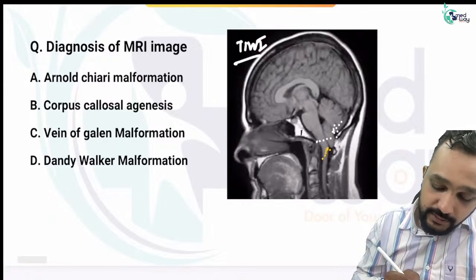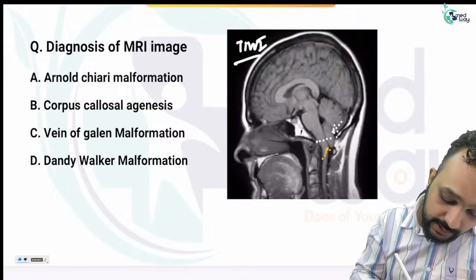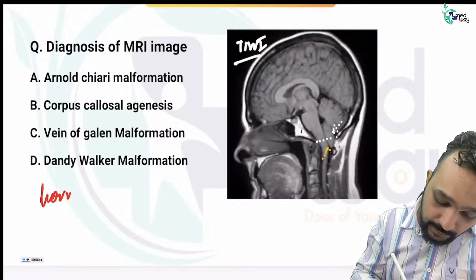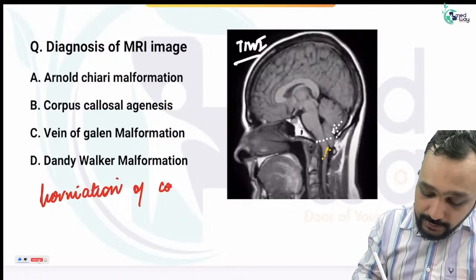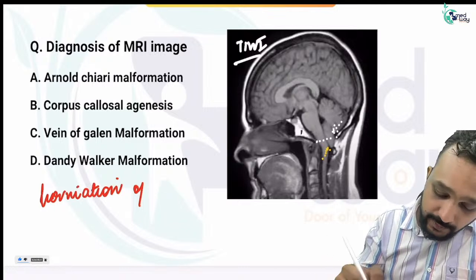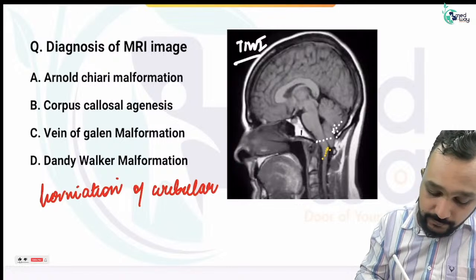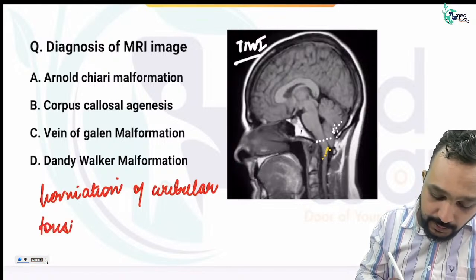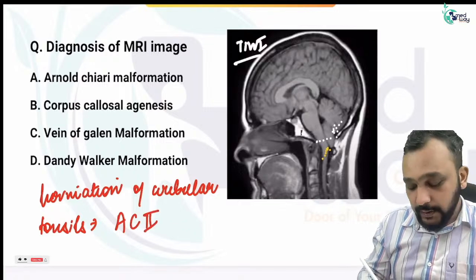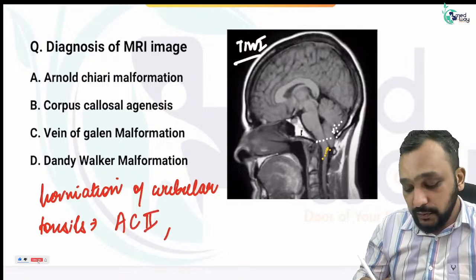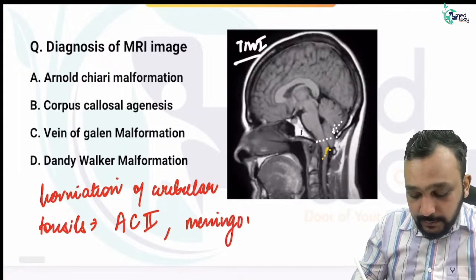So what do we call this condition? This is nothing but herniation of cerebellar tonsils, right? And this herniation of cerebellar tonsils is seen in patients with which condition? Arnold-Chiari malformation, right? Type 2. In type 2, you can also see an associated meningomyelocele, right?